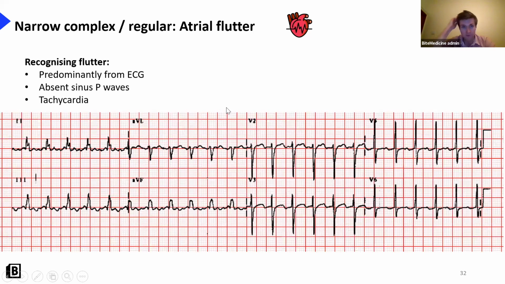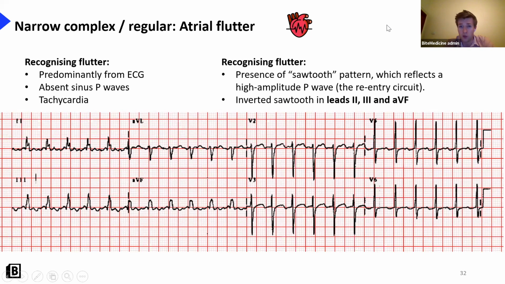So looking at atrial flutter on an ECG, for the keen-eyed among you, that previous ECG in that question was atrial flutter. So how to recognize it? You're going to see it on an ECG. You would tend not to see sinus P waves. You would expect them to have tachycardia.